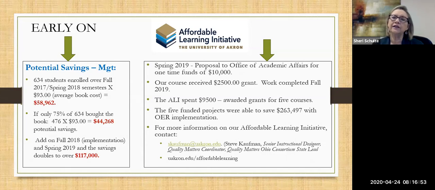Our Affordable Learning Initiative really started with a proposal out of our design and development group to academic affairs. They asked for a one-time funding of $10,000. The grant spent $9,500 of that money. They awarded grants to 5 different courses. And the 5 funded projects actually saved over $260,000 in the first semester of their implementation. So we felt really good about that. We were happy to participate in that.